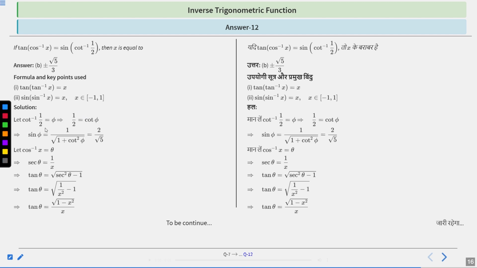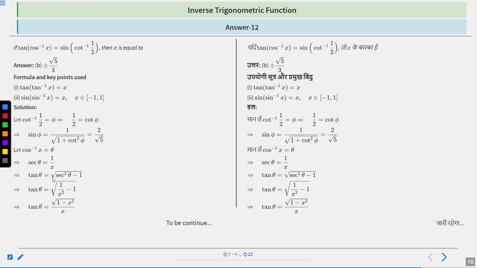Now let's move to the solution. Let cot inverse 1 by 2 be equal to phi. Therefore, cot phi is equal to 1 by 2. Therefore, sine phi is equal to 1 by root over (1 plus cot square phi), which is equal to 2 by root 5. Now let cos inverse x be equal to theta. Therefore, sec theta is equal to 1 by x.